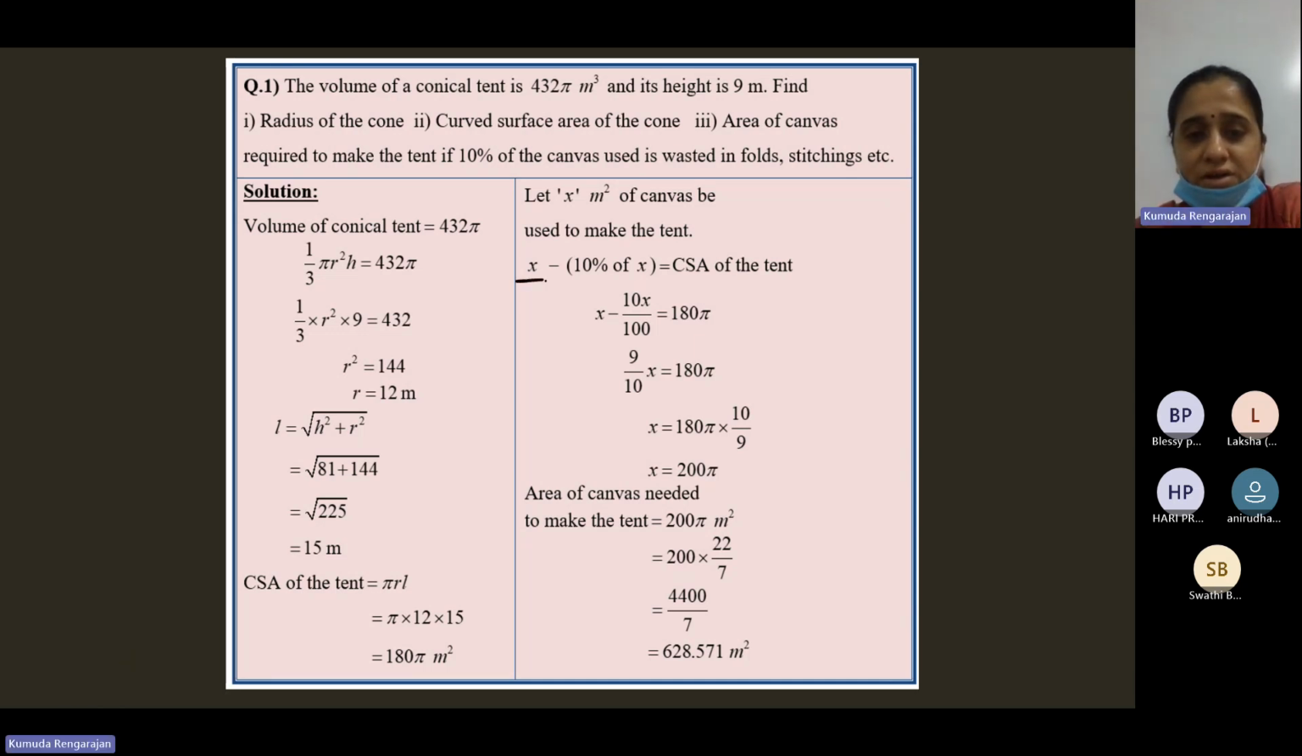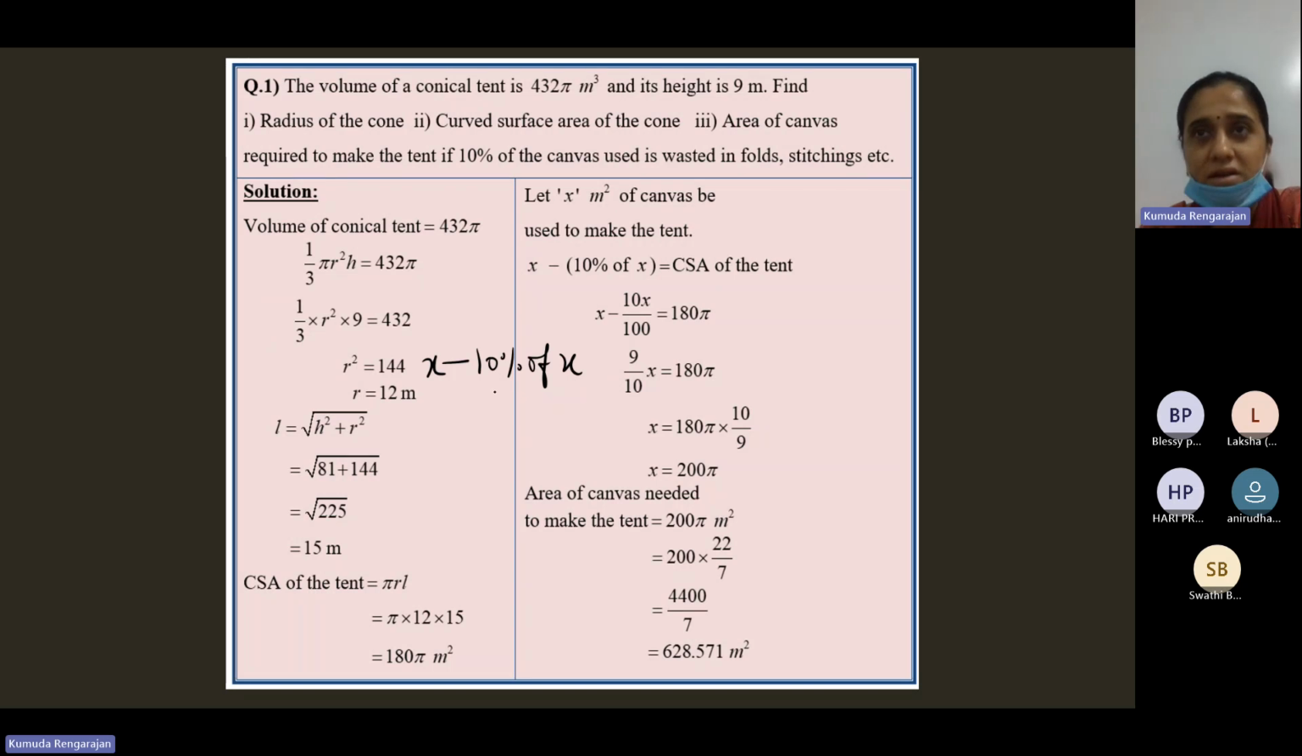You buy X meters minus the wastage, 10% of X. The remaining is in the CSA of the tent. That's the meaning of the equation. When you write this equation, you should tell in your mind, okay, I purchased X from the market. Wastage, so you should subtract. Minus 10% of what I purchased is wasted.